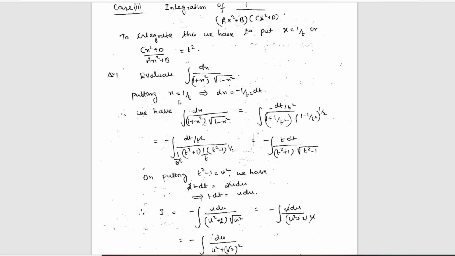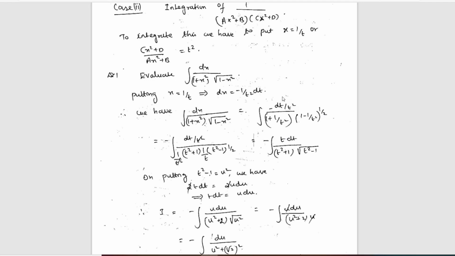And what is 1 plus x square? What we have taken, x is 1 by t. Therefore, this becomes 1 plus 1 by t square, into square root of 1 minus x square. So the square root of 1 minus x square is 1 minus 1 by t square whole to the power 1 by 2.